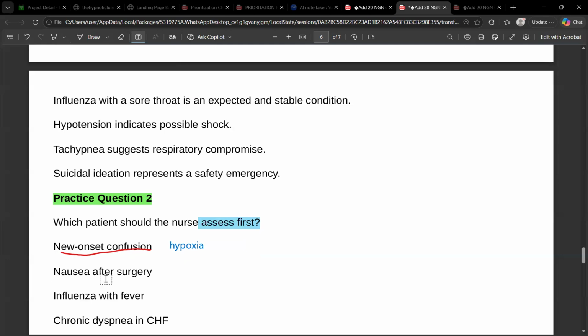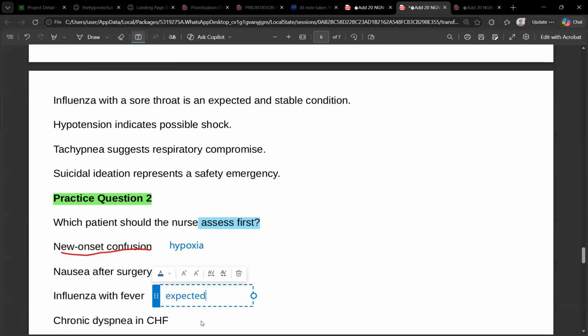And also nausea after surgery. Is it stable, or is it expected or unexpected? When you compare these two options, nausea after surgery is a common one. It is expected only, so there is no need to assess first. And influenza with fever is also expected, because it is an infection. So the client will get a fever, an expected symptom.